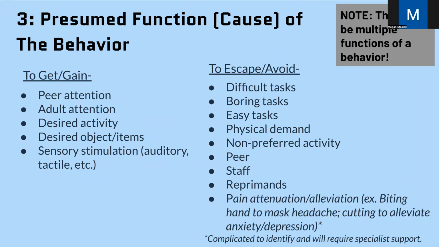So when we think of getting or gaining things, this could be attention, activity, stimulation. Examples could be I yell and others look at me, I got attention. I hit a kid and he gives me the toy I wanted.